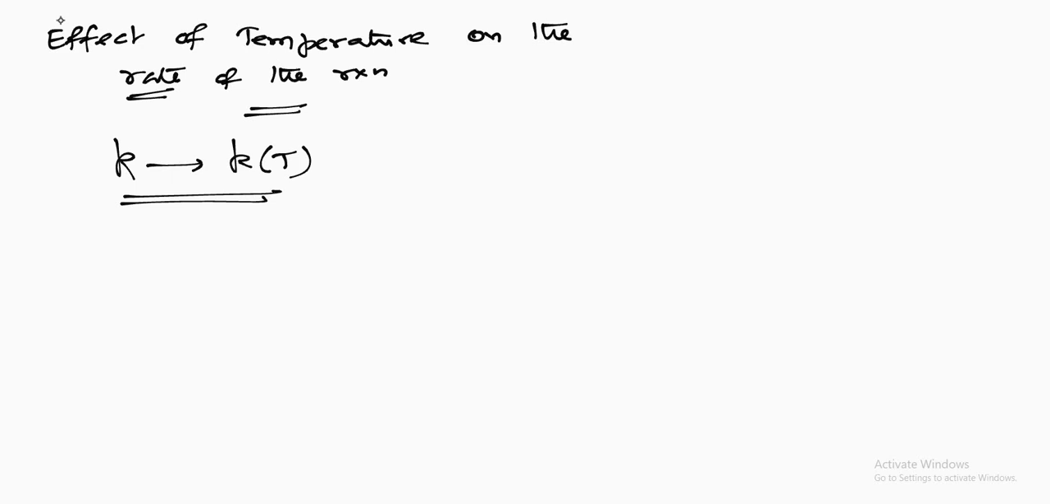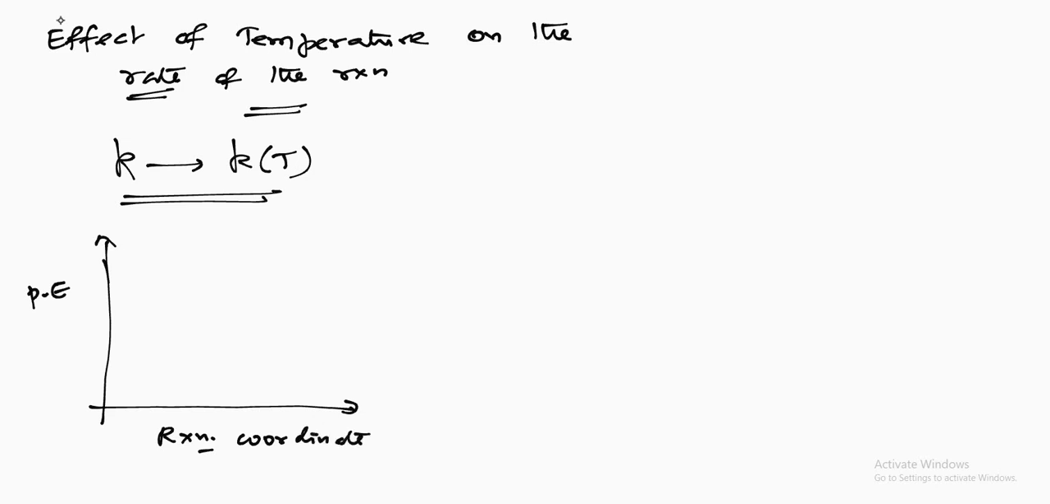Now, students, observe this carefully. Suppose we plot the potential energy of the reactants and products on the y-axis and the reaction coordinate on the x-axis. Reaction coordinate means it may be a bond length, it may be a bond angle, whatever it is.